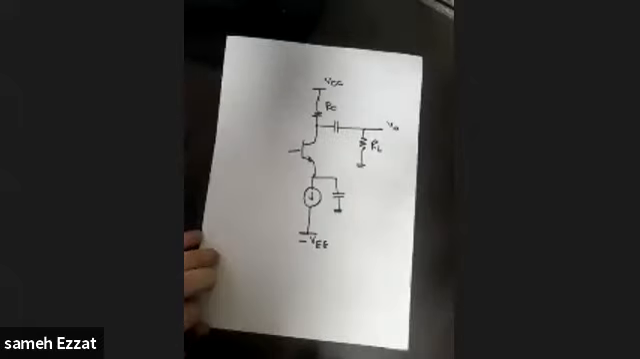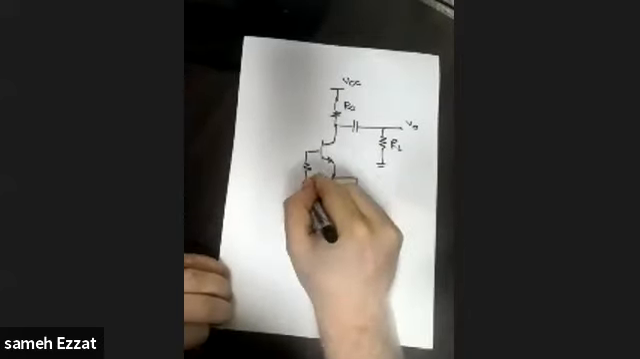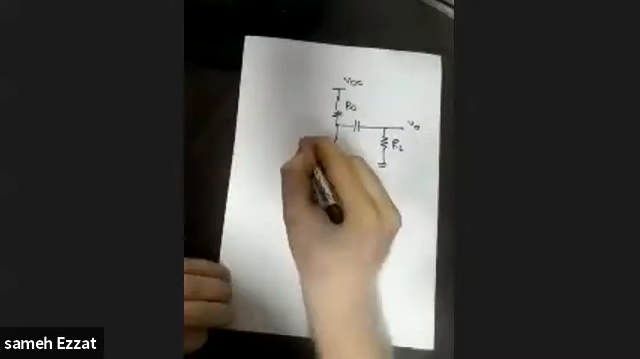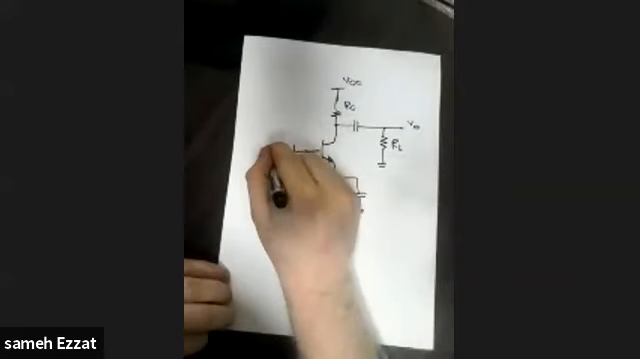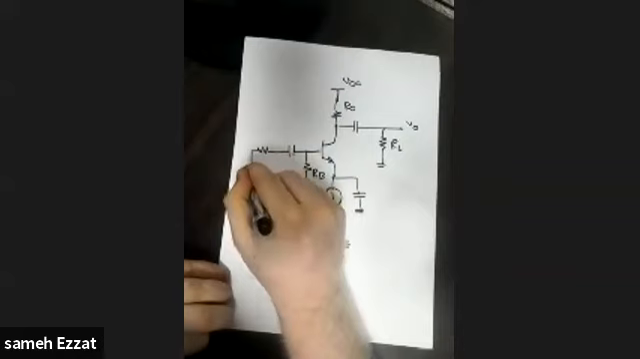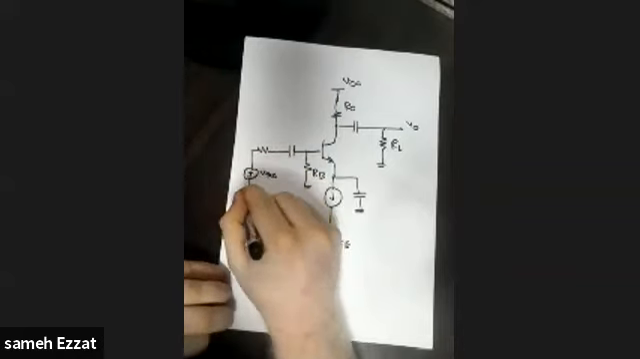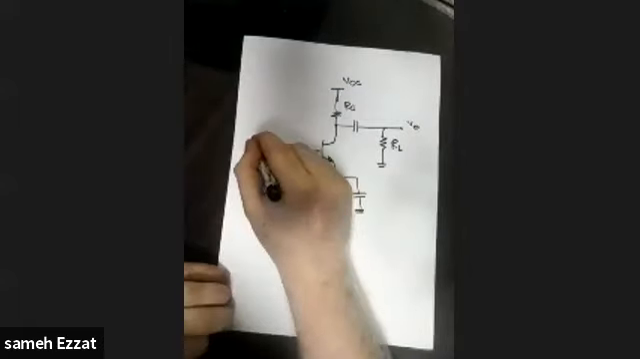What about the base? For the base, we have a resistance called capital RB, and also we have a capacitor connecting the input but through a resistance. So this is the input V swing, connected here to the ground, and this is a resistance which is called R swing.